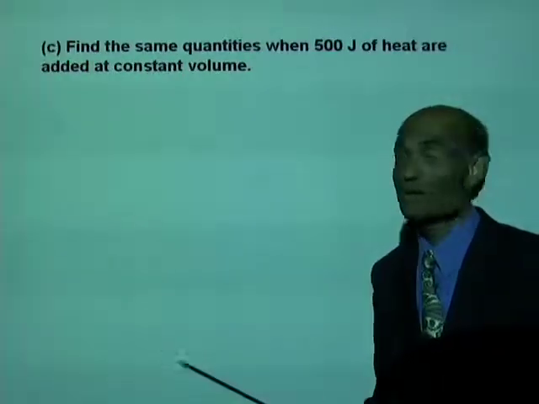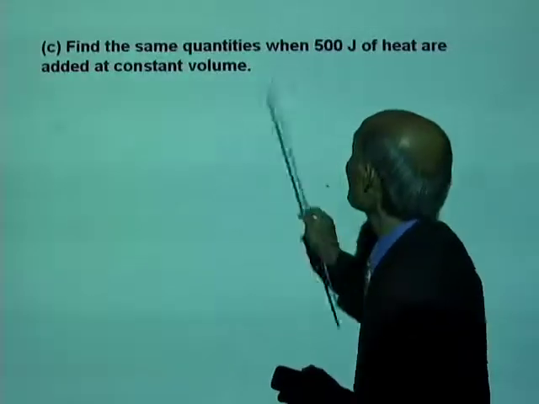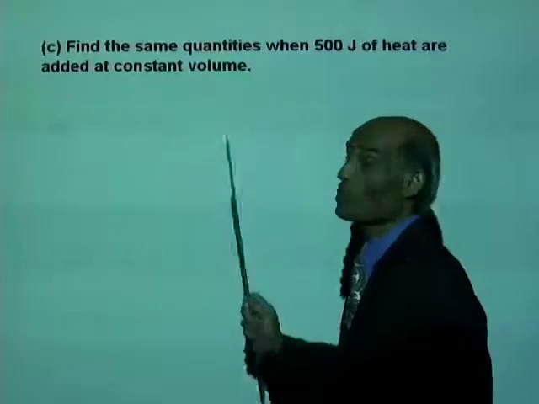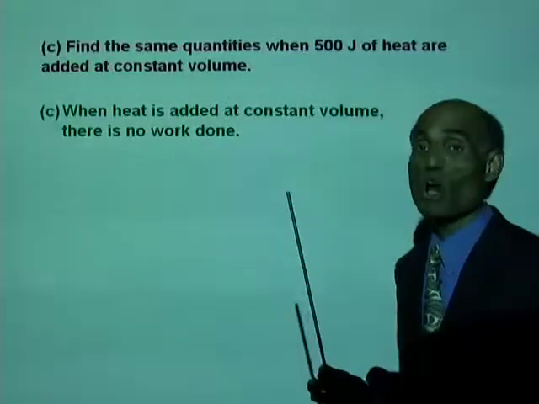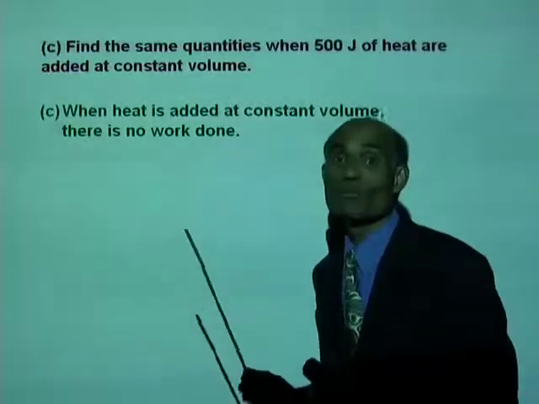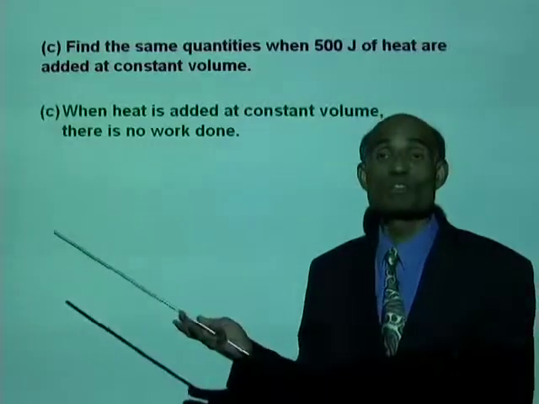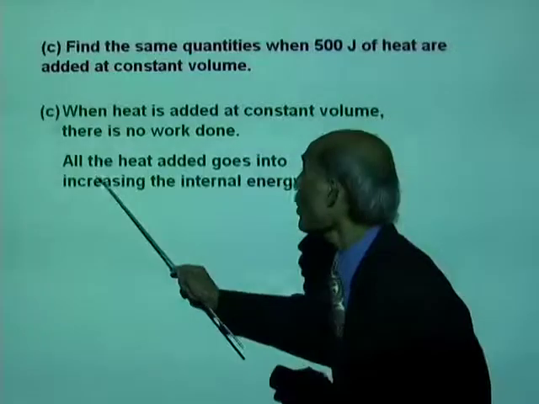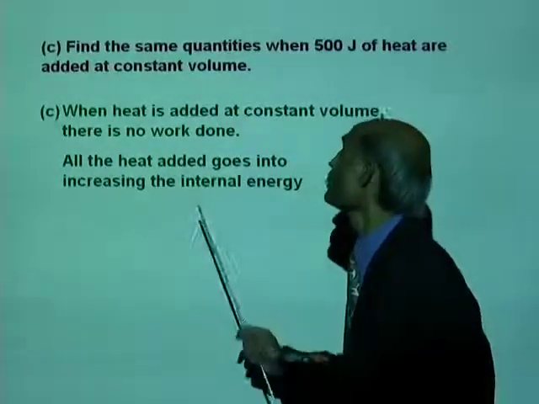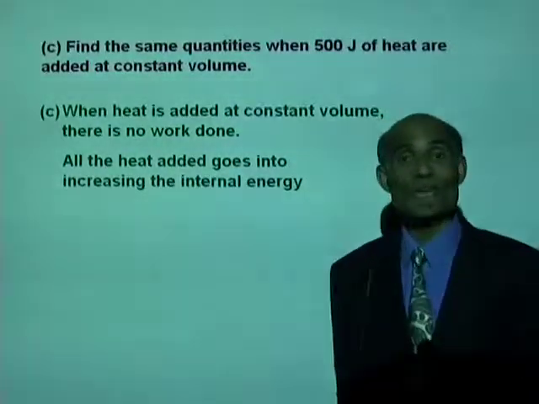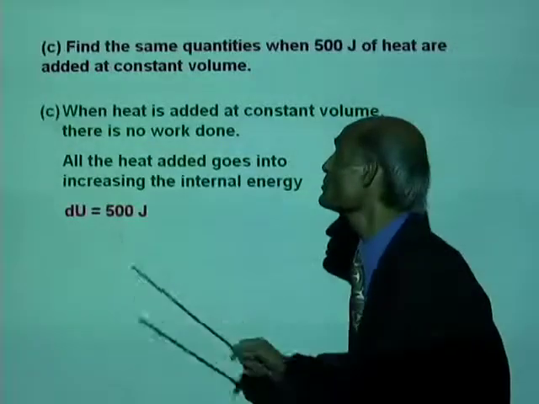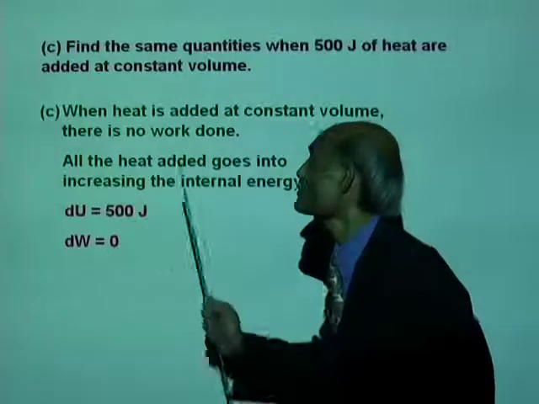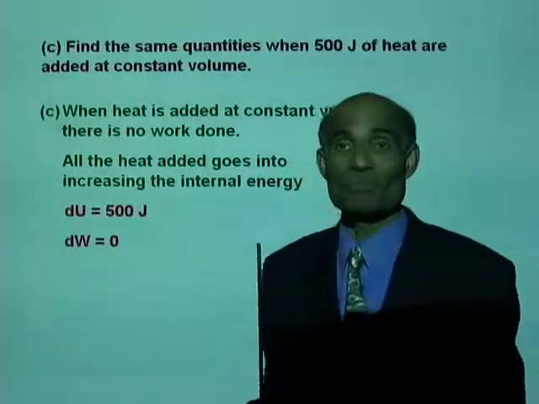Now find the same quantities when 500 joules of heat are added at constant volume. The only difference is that when heat is added at constant volume, there is no work done. Therefore, all the heat added goes into increasing the internal energy. Therefore, dU equals 500 joules and dW equals 0.